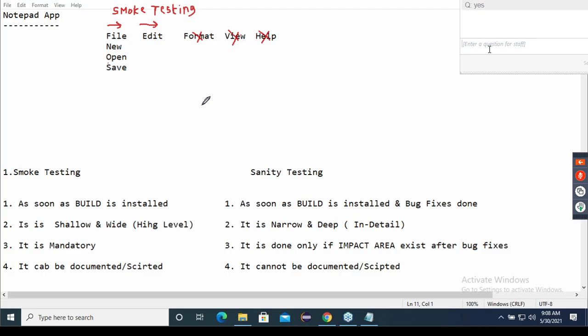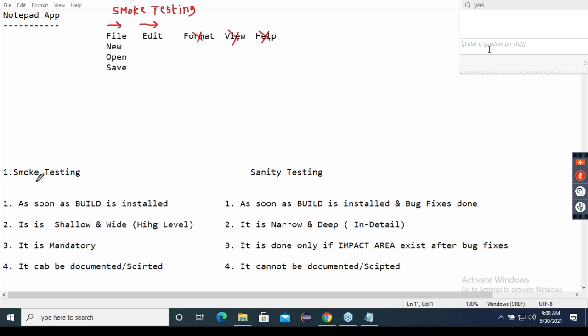I am telling only enabled or not, but you may tell in the interview, sir, I will save it and see. So there is no rule that only I am right, guys. At the end of the day, there should not be a blocker in the main modules. Now assume my smoke testing is pass.